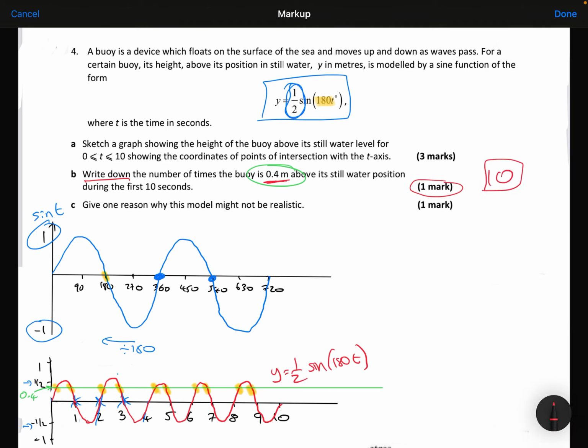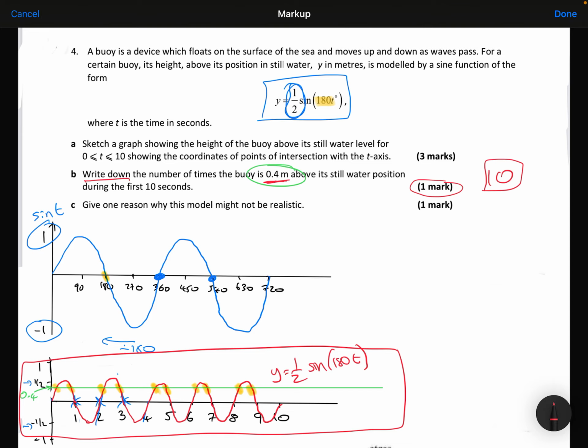And finally, part C, state one reason why this model might not be realistic. Well, this is a very uniform graph here, saying that the height of the buoy is always going to be going up to 1/2 meter, going down to -1/2 meter, and the period of each oscillation is 2 seconds. So it takes 1 second to go up to its maximum, then back down to its equilibrium position here, and then down, and so on.